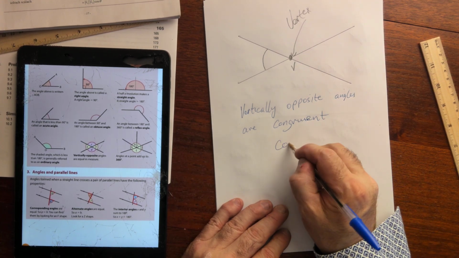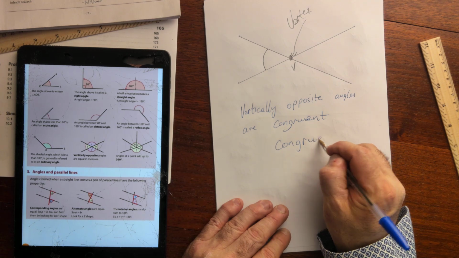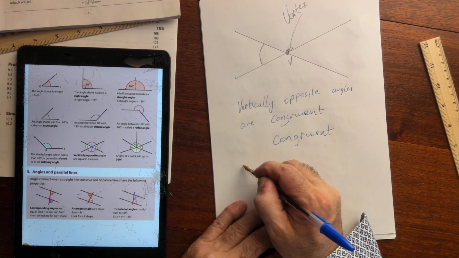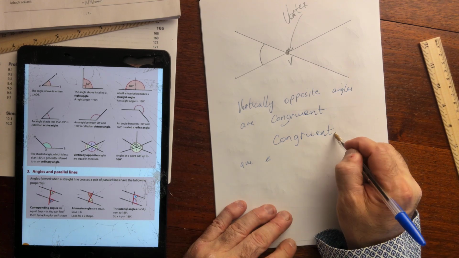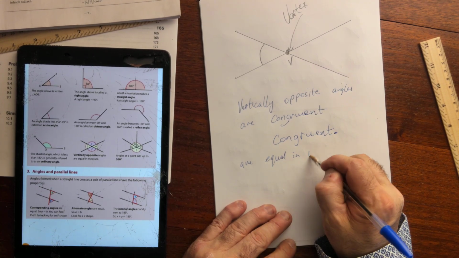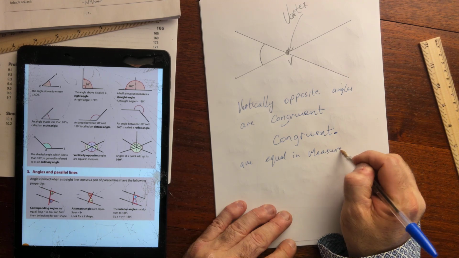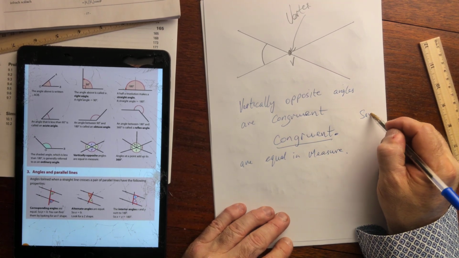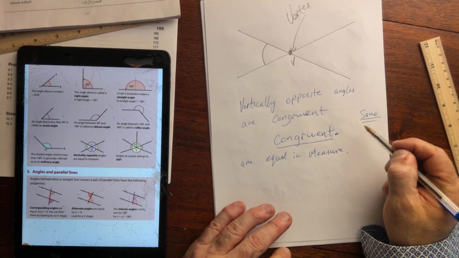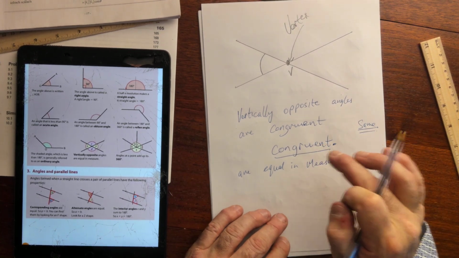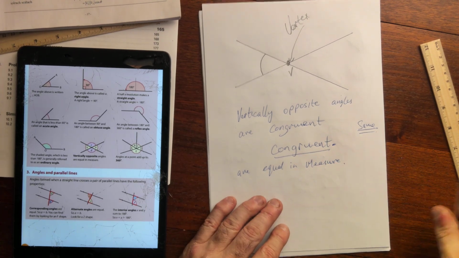Congruent. And that means they are equal in measure. So if you want to say equal in measure in a quick way, you say they're congruent. One word. Yes, they're the same, but in geometry we say that they're congruent. So it's a geometry word that you should know. Congruent, very important word.